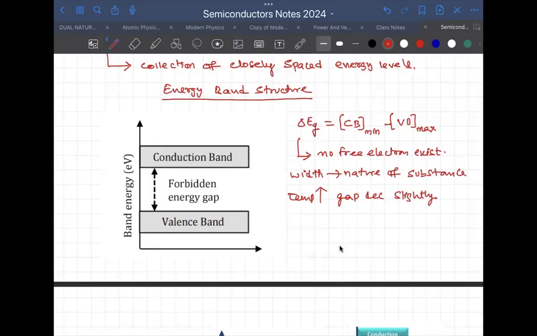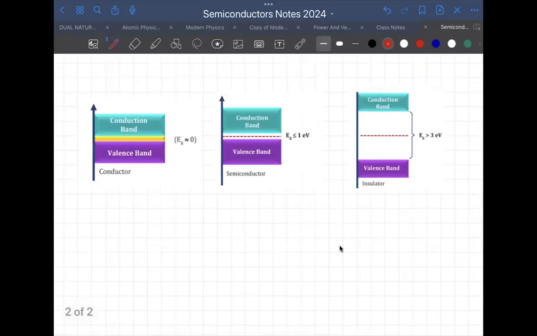Now we will take conductors. In conductors, you see the valency band overlaps with the conduction band. So there is no energy gap, which means a higher energetic electron in the valency band, at a normal room temperature condition, will be in the conduction band.